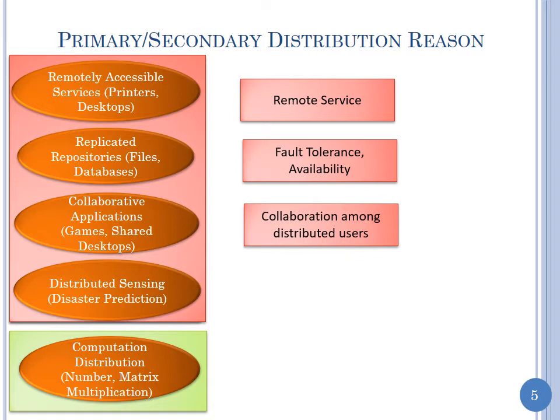So this is again consistent with what Nolan said, that if you're going to have collaboration among these people at separate locations, you need a distributed system to get the function you want. Okay, so it's inherently a distributed system.